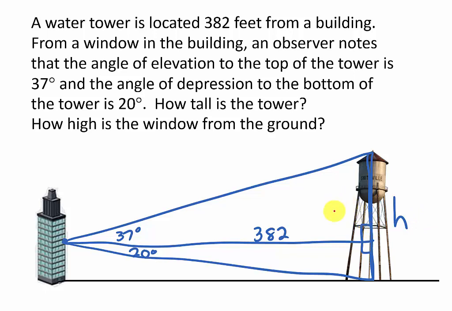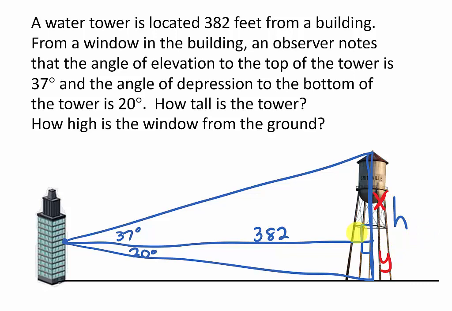Now, as we look at this, I have two different right triangles here. If I divide this up and have this piece be x and this piece be y, and I find each of those sides in those triangles, then I could add the two together to have h. So that's what I'm going to do.